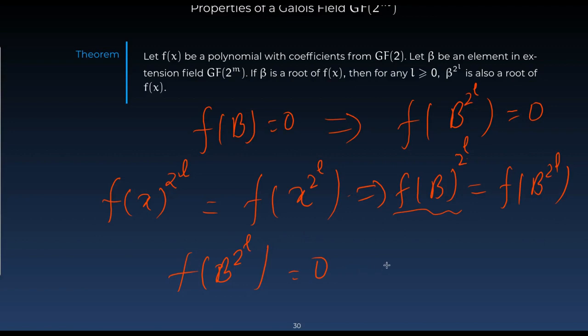In fact, beta and beta^(2^L) for L greater than or equal to 0 are called conjugates. This is a term which is already familiar to you. We have already seen complex conjugates in ordinary algebra, or complex algebra, and here we again have conjugates: if beta is a root of a polynomial, then beta^(2^L) is also going to be a root of that polynomial, and beta^(2^L) for L greater than or equal to 0 are called conjugates.